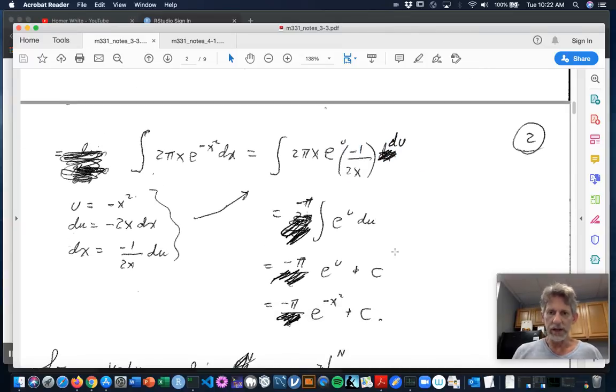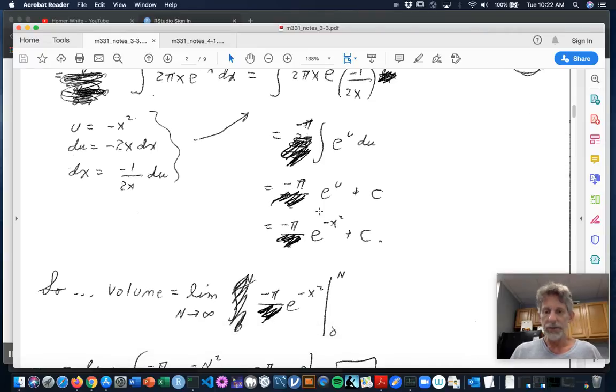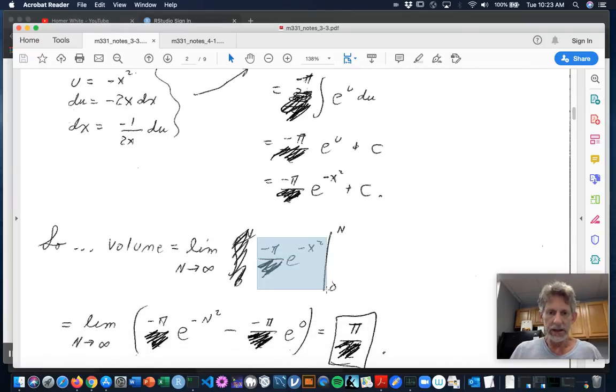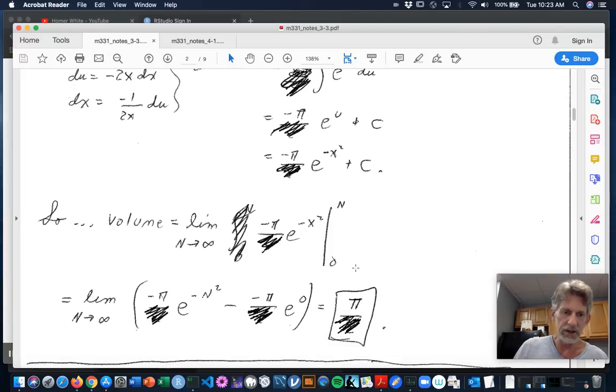And so the 2's cancel out, so do the x's. And there's a minus pi that I'll factor outside, and I'm just left with the antiderivative of e to the u, which is e to the u plus c. Minus pi e to the u plus any arbitrary constant would be an antiderivative for this function. So I just pick any antiderivative I like, getting ready to apply the fundamental theorem of calculus. I'll pick the simple one where the arbitrary constant is 0, and I need to evaluate it between 0 and n, and then take the limit as n goes to infinity.